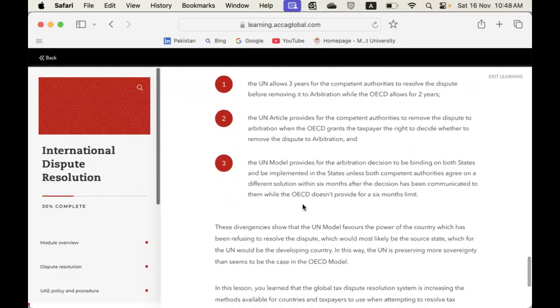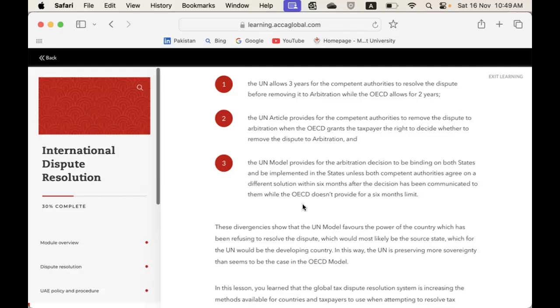Then the second difference: the UN article provides for the competent authorities to remove the dispute to arbitration, when the OECD grants the taxpayer the right to decide whether to remove the dispute to arbitration. So there's a difference. In case of the OECD model tax convention, the taxpayer is the one who says, look, let us resort to arbitration, 2 years have happened, nothing is happening. But in case of the UN model tax convention, it is the tax authorities that have the right to move to arbitration.